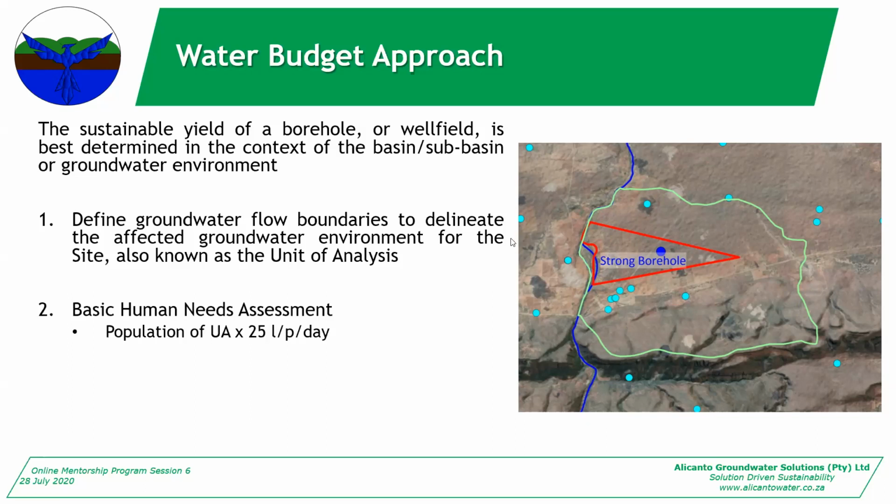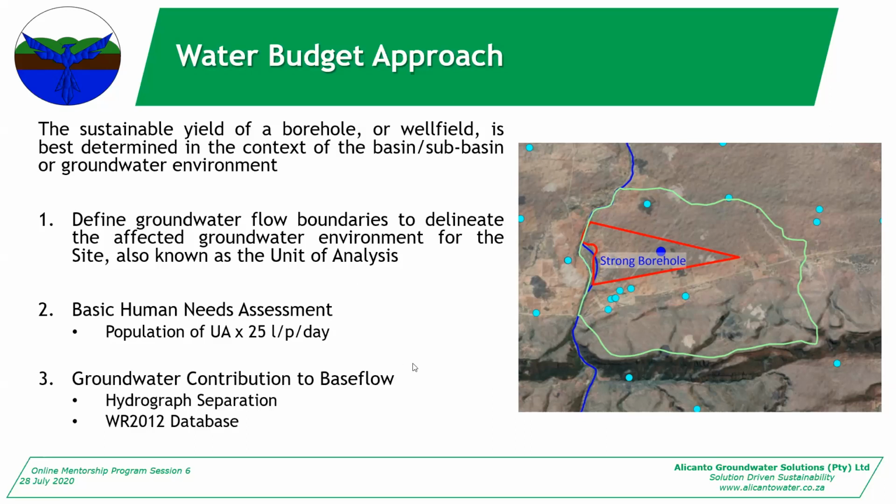Okay, next step, you calculate your basic human needs assessment, which you get from your census databases, and you look at how many people are within my unit of analysis. Then you take that population number, multiply it by the 25 liters per person per day, which I think is the UN or the WHO bare minimum for people. So if I've got 100 people, it'll be 2,500 liters per day. Then you calculate that need per annum.